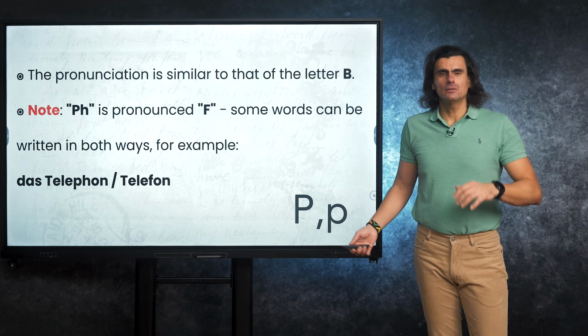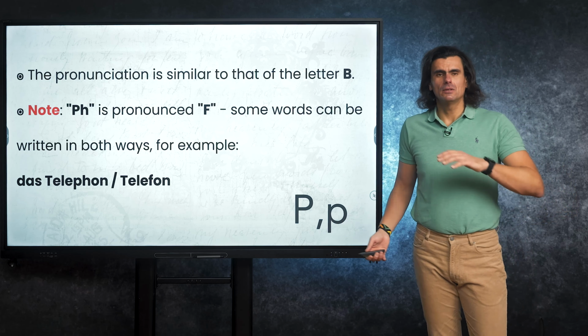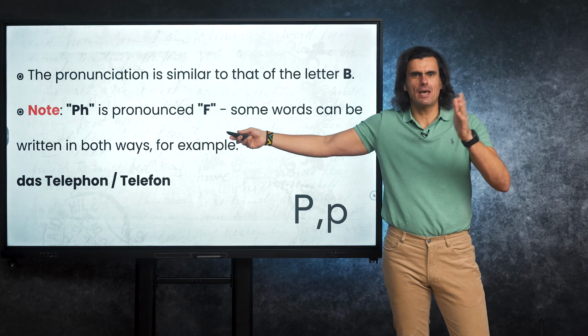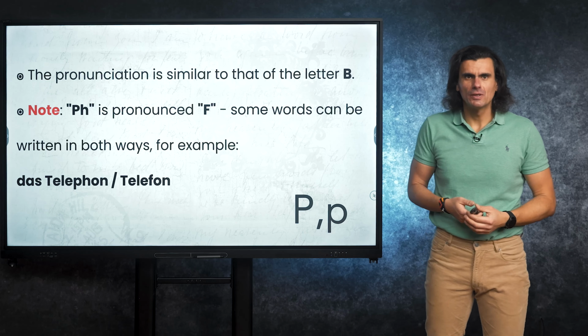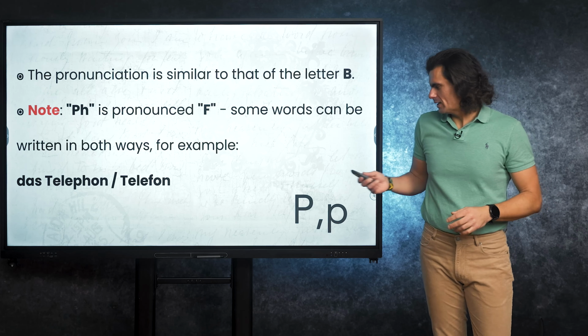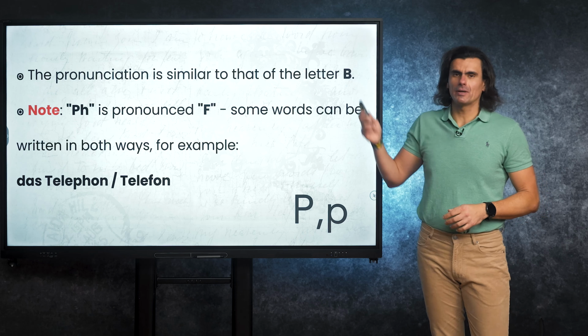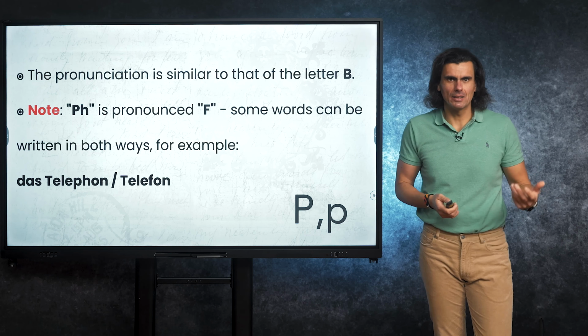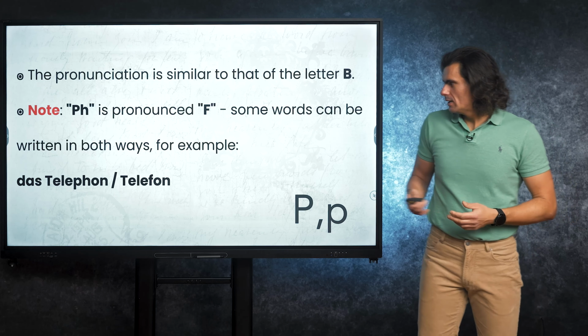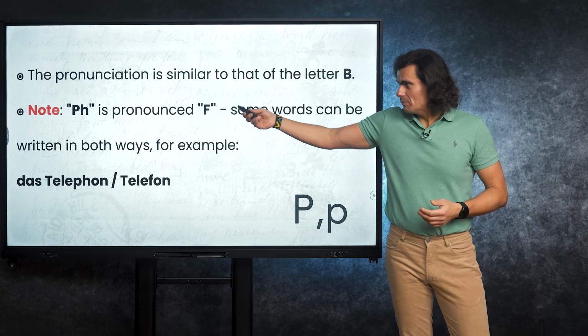P is no problem, but you have to keep in mind that if it is PH, it is pronounced F. Besides that, the letter P is very similar to the letter B, as in many other languages. An example for PH being F is das Telefon. You can write it in both ways in German, by the way. More modern versions are with F, and the other ones are with PH.